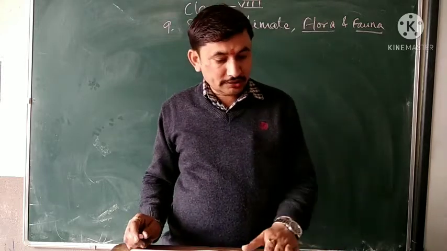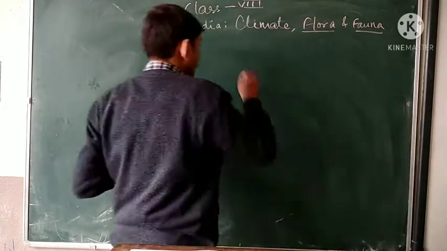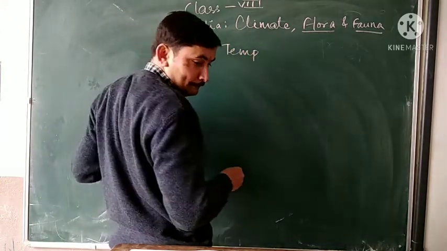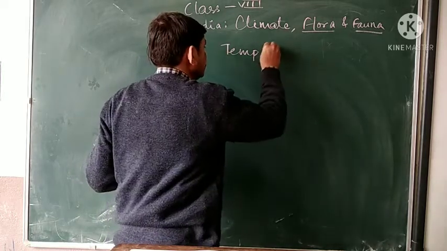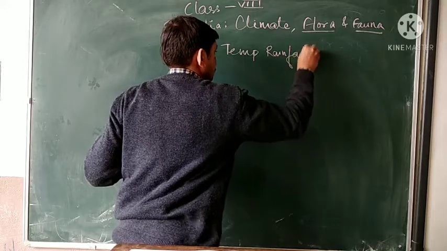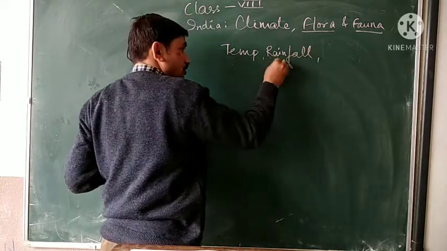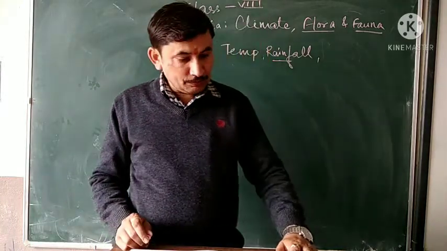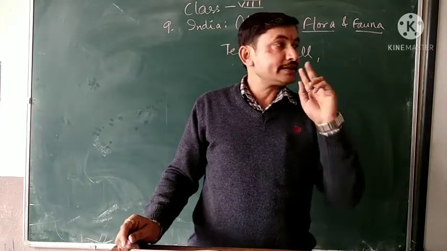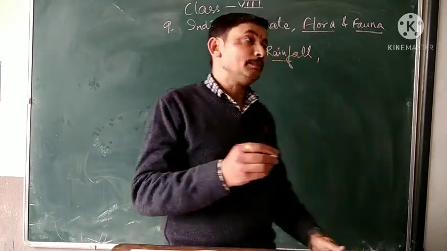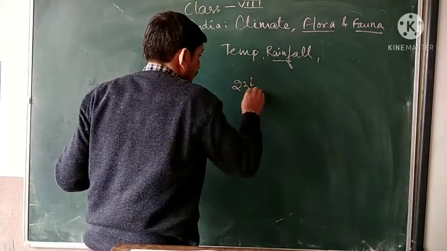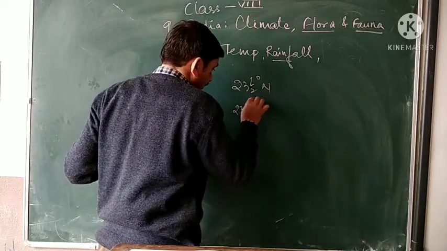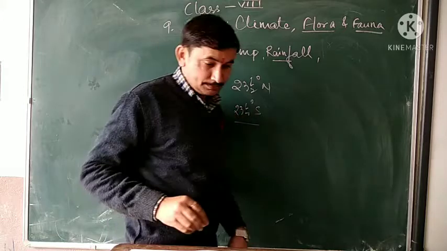a country is based on the detailed study of temperature, climate. The important factors are temperature, rainfall, precipitation. Rainfall means precipitation. Atmospheric pressure and action of the winds. The climate of India is greatly influenced by two factors. The first factor is the Tropic of Cancer, 23.5 degrees in the north, and the second factor is the Tropic of Capricorn, 23.5 degrees in the southern hemisphere.